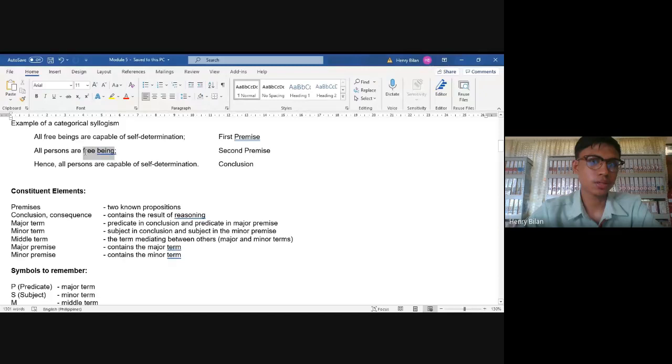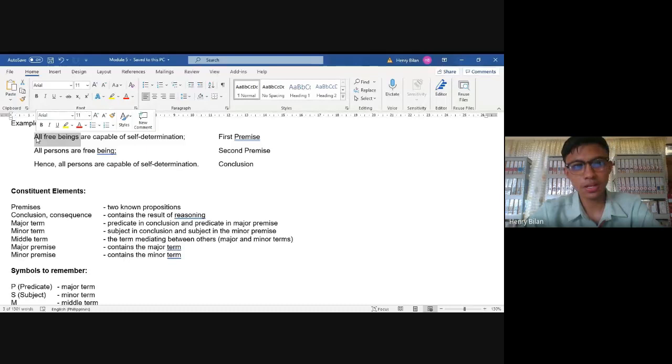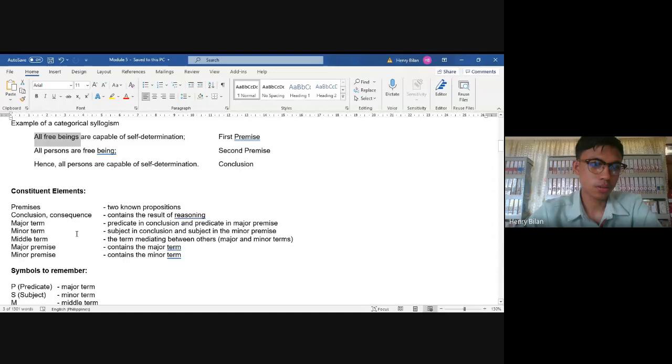So, free being would be our middle term. Ito, yan. All free beings. This will be my middle term. So, it can only be found in both premises. Never in the conclusion. The moment you find it in the conclusion, it would mean that the syllogism is invalid. Okay? So, ayan yung tatlong term natin. So, major, minor, and then middle. So, I hope that is clear.